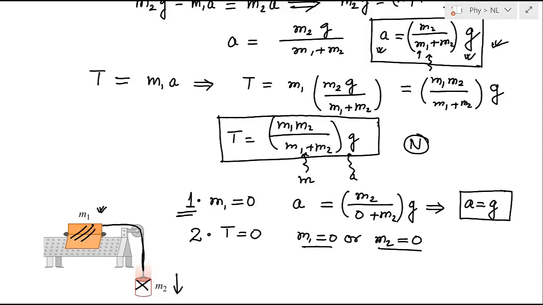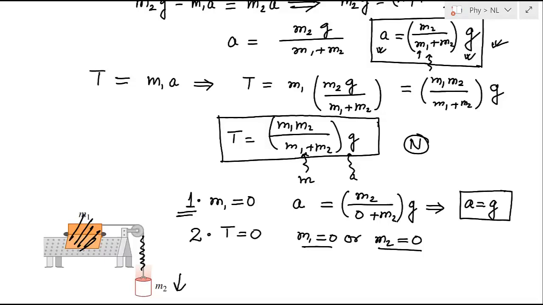In the same way, in this case there is no mass m1. So if there is no mass m1, then this is simply freely falling, and this string is slack. So this means there is no tension in this case.